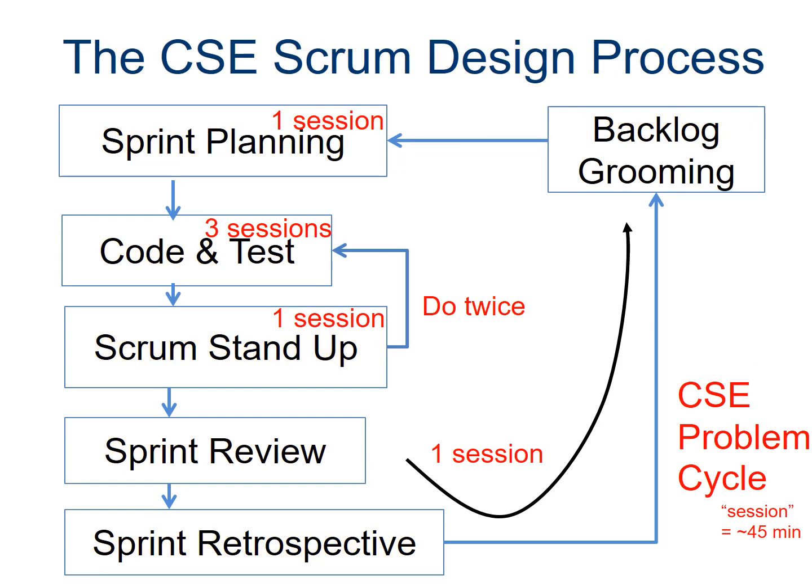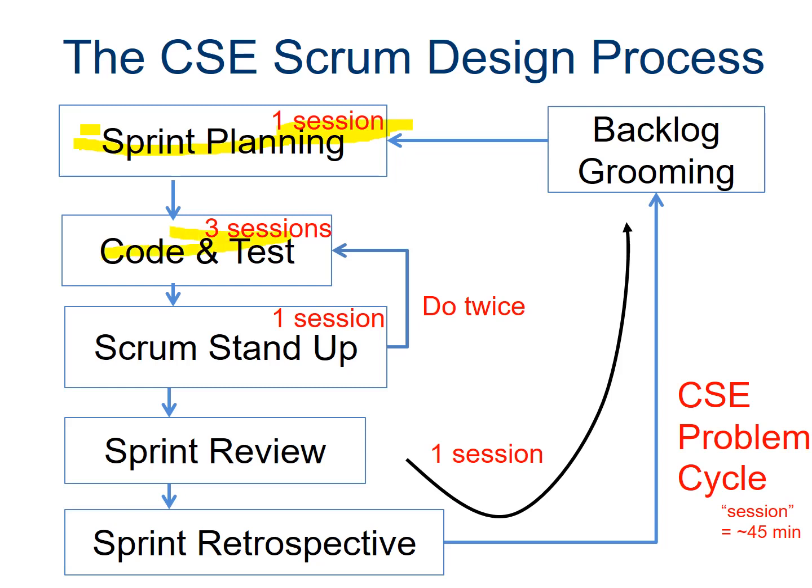In this particular class, the Scrum design process on this slide is basically set up for about 10 to 12 class periods, which is really longer than our projects really are. But this is what it would be if we were going to take that long to do a project. So you'd have one session to go ahead and plan it out. That would be one, let's say, class period.